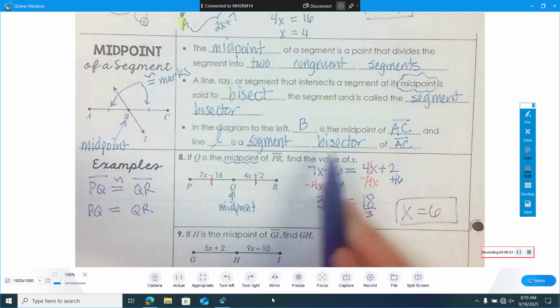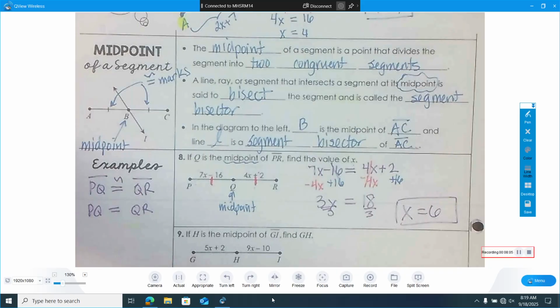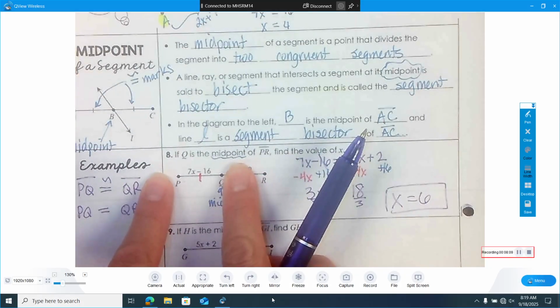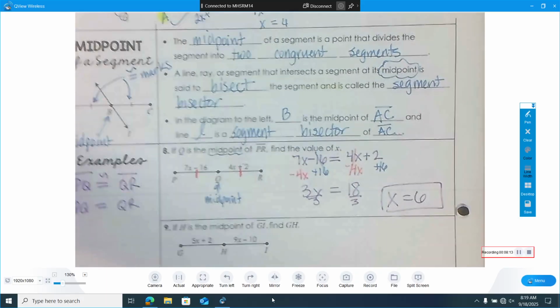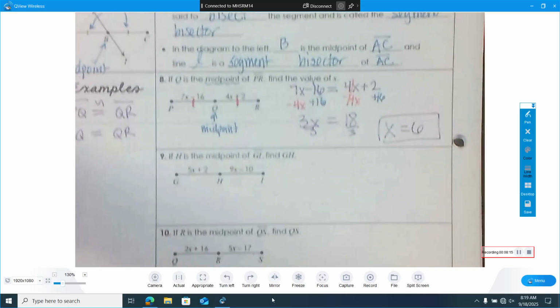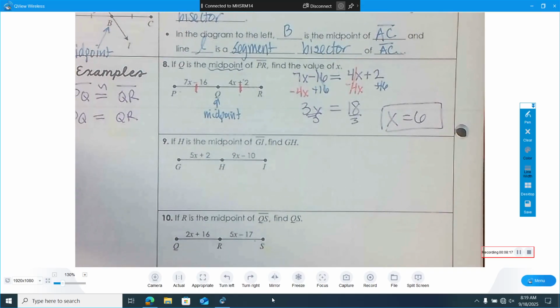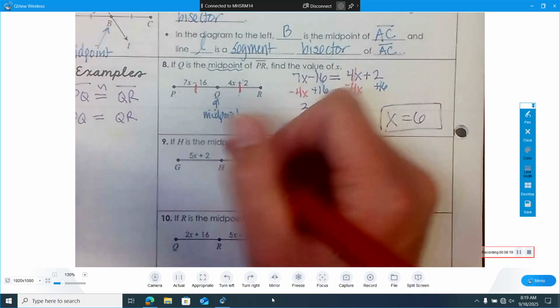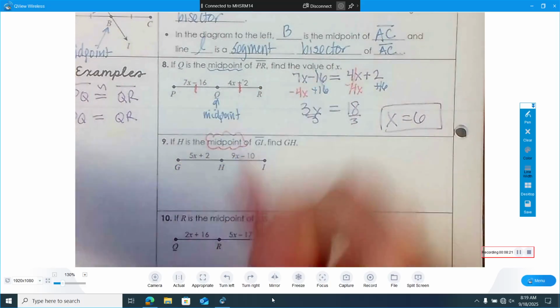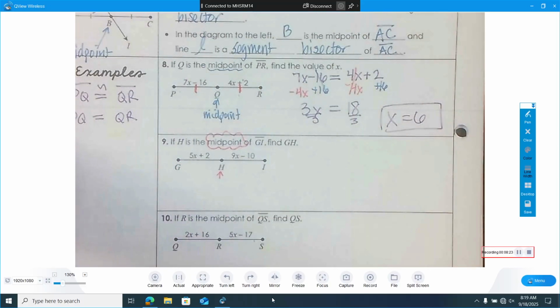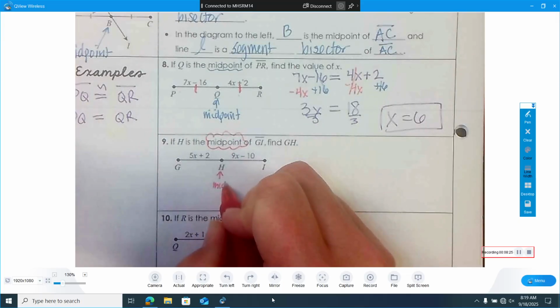And that's what we had to solve for. They wanted us to find the value of x. That is not the length of each segment, but it is the value that x is. So let's look at the next one. Number 9. Again, good information here. H is the midpoint. If H is the midpoint, what does that mean?